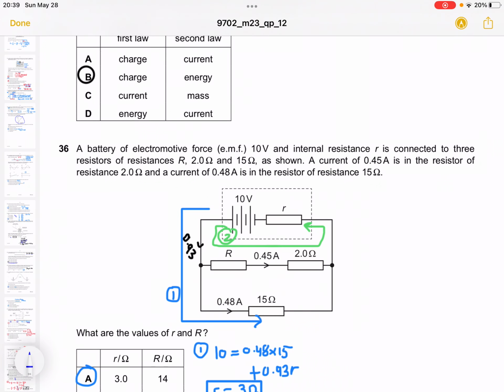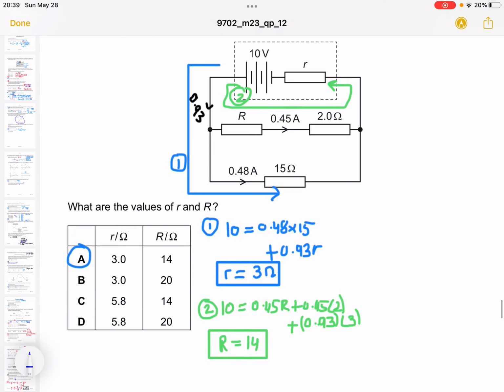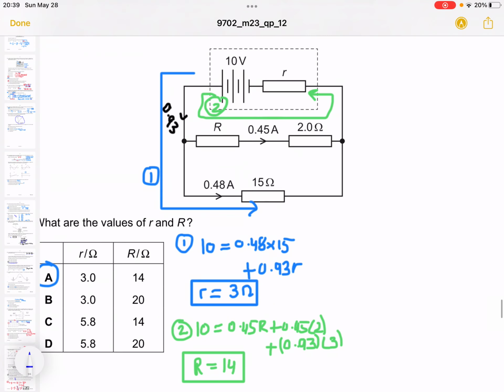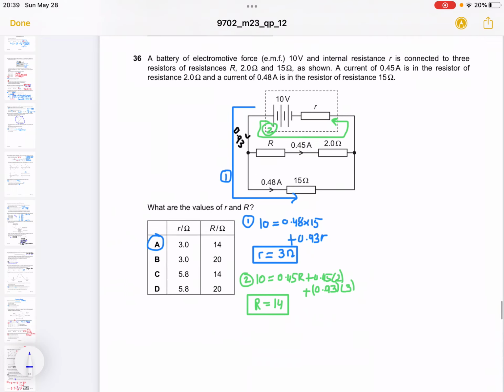Question number 36 says that a circuit is given. What are the values of R and R? Apply KVL, Kirchhoff's voltage law. For the outer loop, 10 equals 0.48 into 0.15 plus 0.93 R. That would give R as 3 ohms, and the inner loop would give the capital R as 14. So A is the appropriate answer.